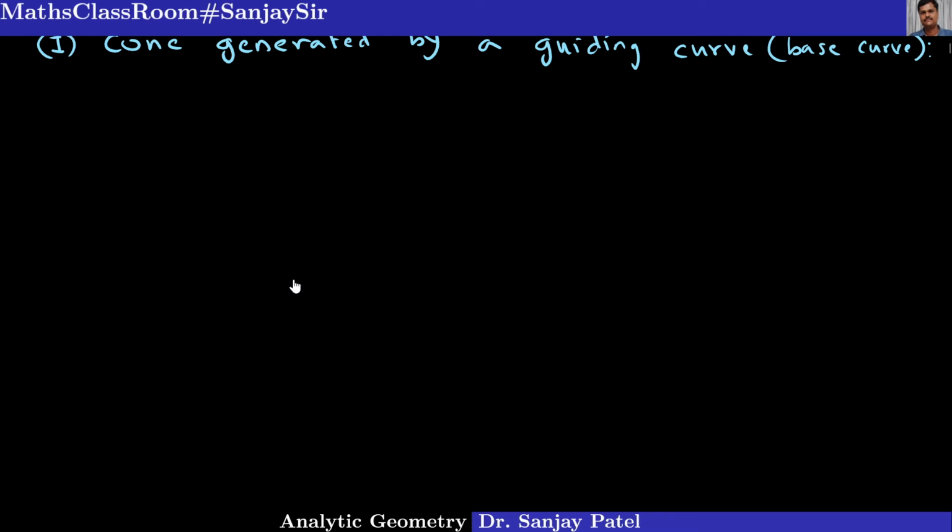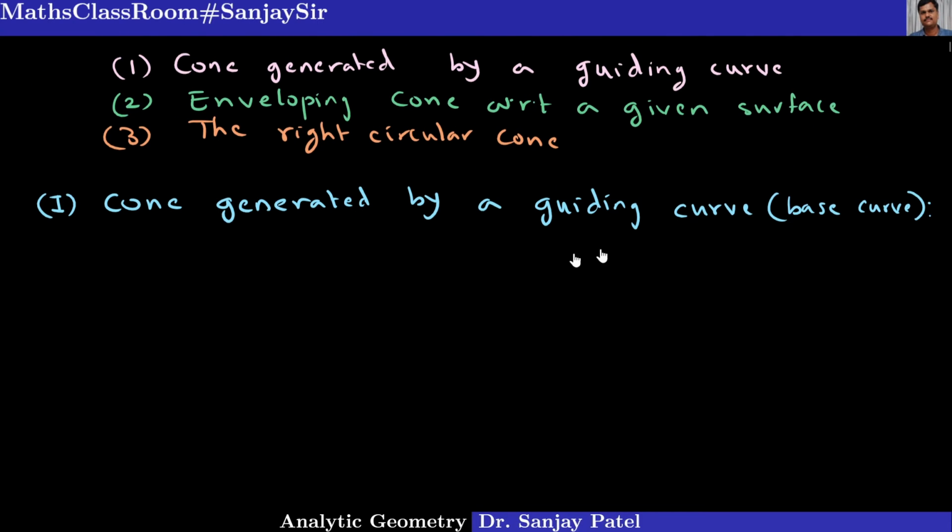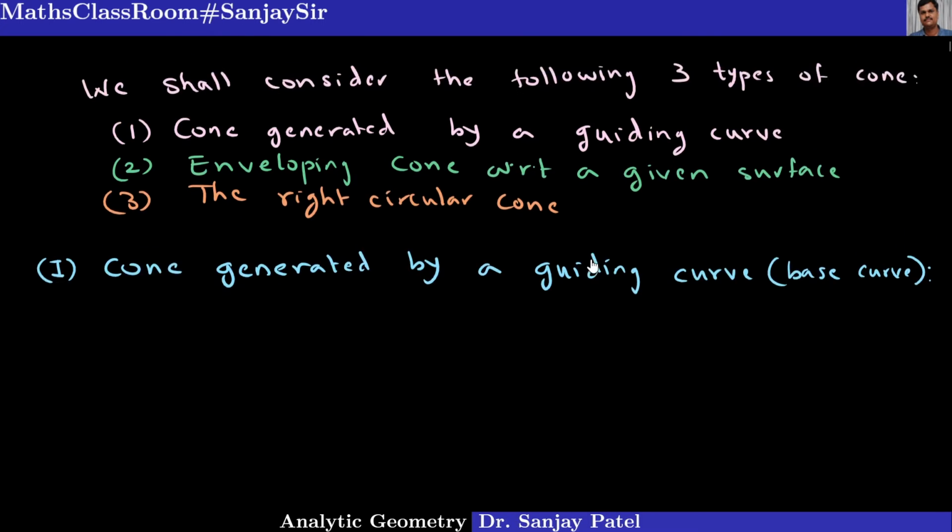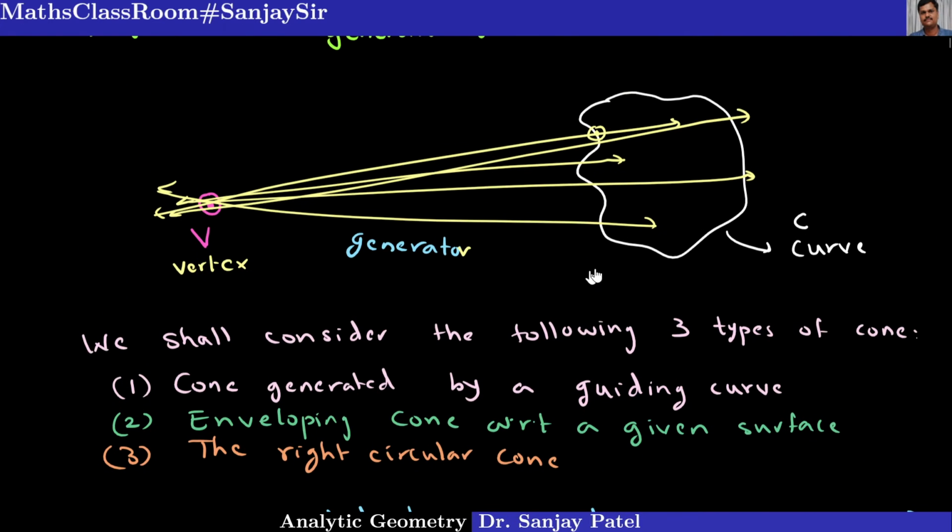And remember, in this first type, we'll understand how to obtain the equation of a cone generated by a guiding curve. Okay, so the figure is the same as this. Within this figure, it is a cone generated by this curve. It is also called the base curve or the guiding curve.